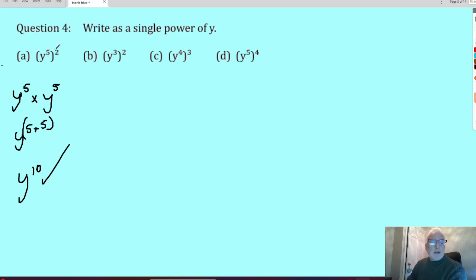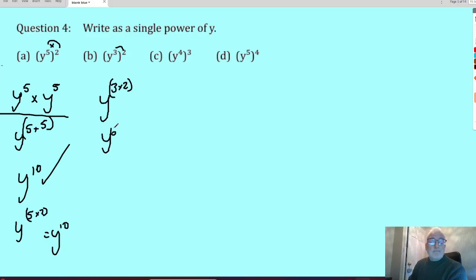So let's go back to our original bracket. 2 times 5 would give me y to the power of 10. So y to the 5 multiplied by the 2 gives me y to the power of 10. Now whether you write it out in full like that, because I'm actually squaring what's inside of the bracket, you can use the first law, or you can just multiply the two numbers together. So the index inside the bracket and the index outside the bracket. So y to the 3 times by the 2 is going to give me y to the 6.